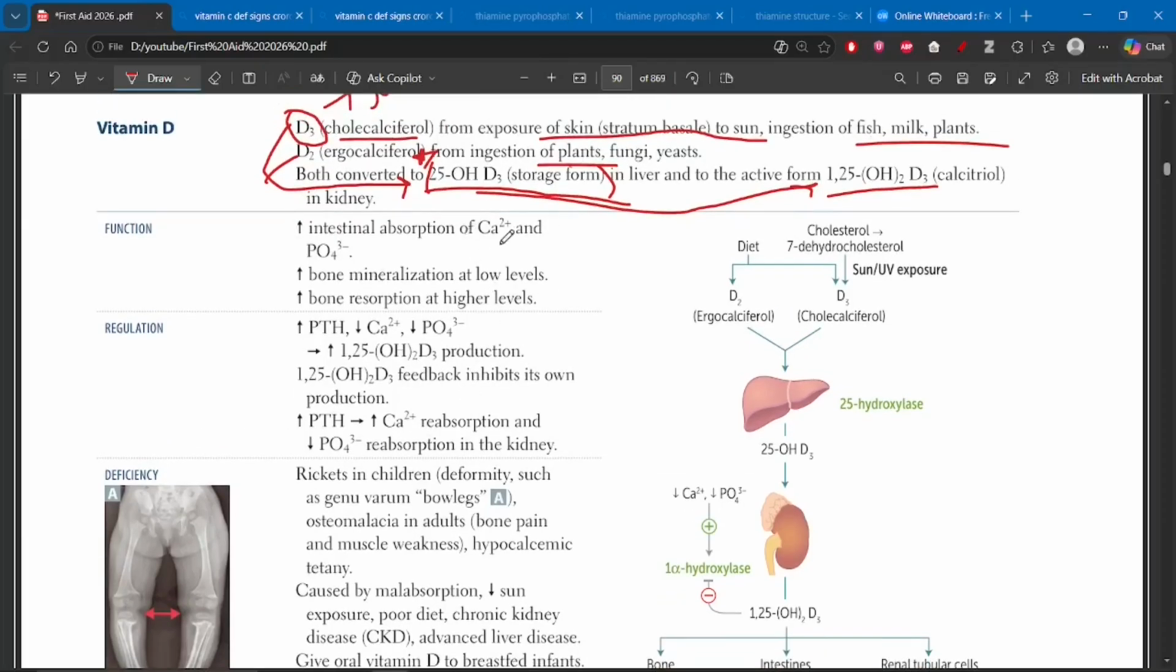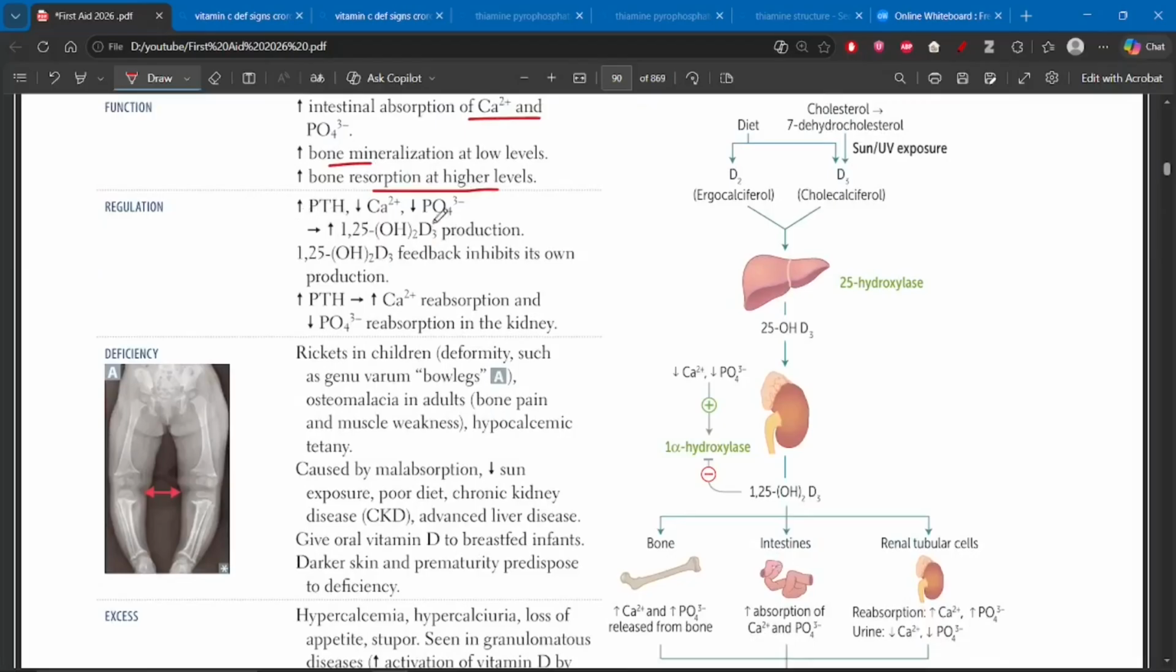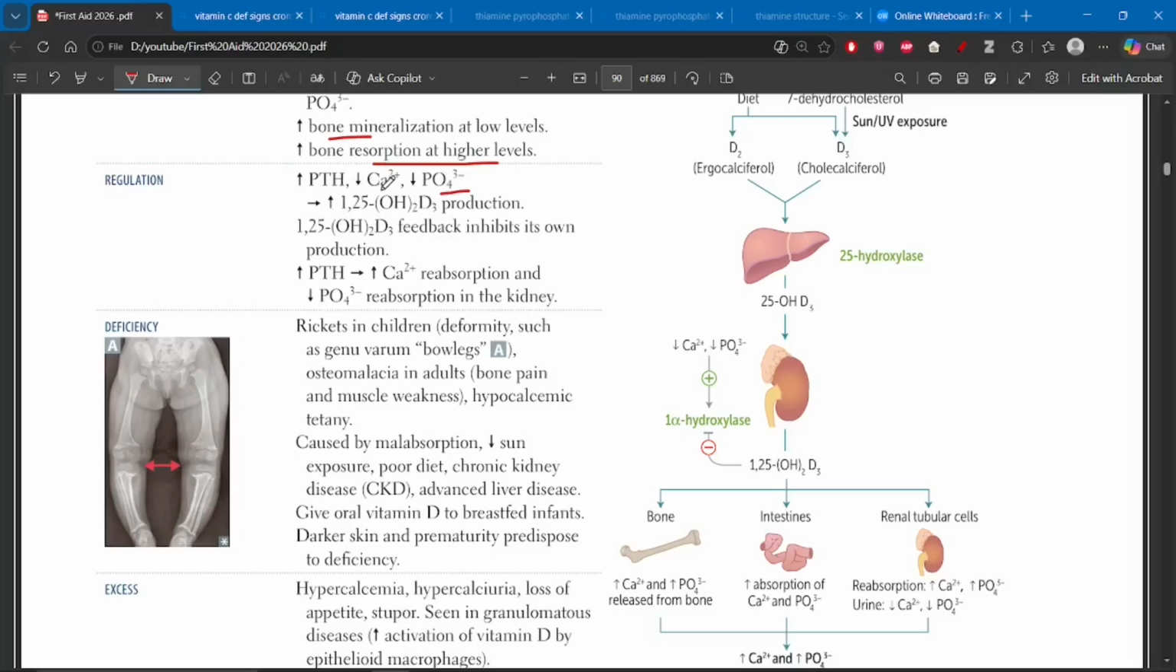Function: it increases the intestinal absorption of calcium and phosphate, bone mineralization, and bone resorption at high levels. Regulation is through increased PTH, decreased calcium, and decreased phosphate. It in turn forms more D3, which leads to negative feedback, and more D3 can lead to increased phosphate and calcium absorption. So a decrease in both of these levels can cause increased formation of the active form of vitamin D3. Increased PTH can then increase calcium reabsorption and decrease phosphate reabsorption.